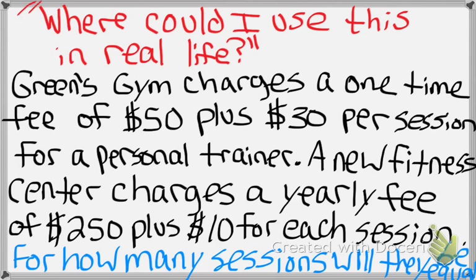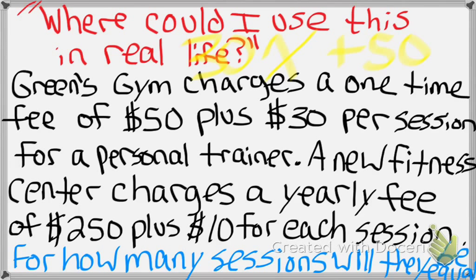So for the first one, for Green's Gym, we said they are a one-time fee of $50, meaning $50 only happens once. So at one point, we're going to add $50. And then they're $30 per session, meaning $30 times the number of sessions. In this case, we could say x is the number of sessions. So for Green's Gym, the expression that represents their cost is $30 times the number of sessions plus that $50 one-time fee. That's the expression for Green's Gym.